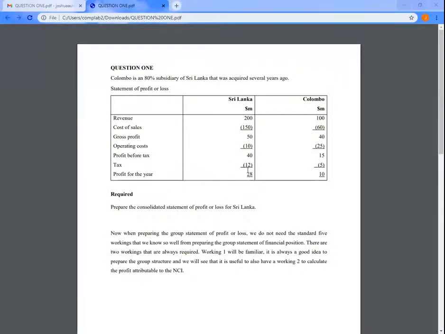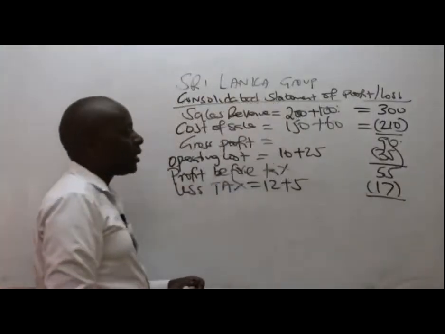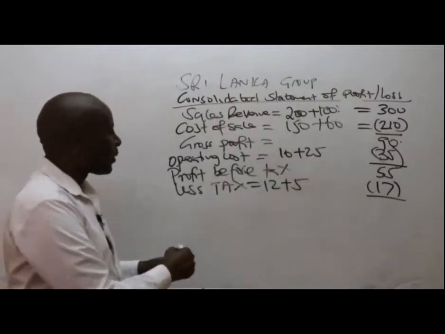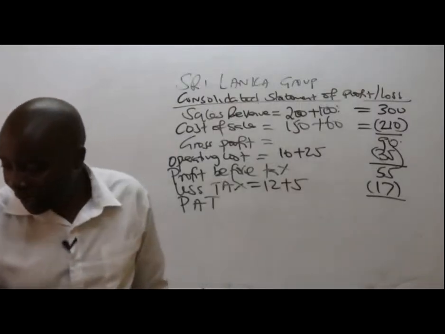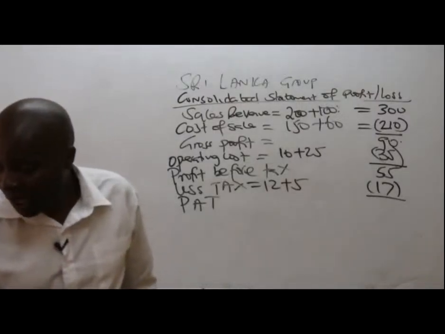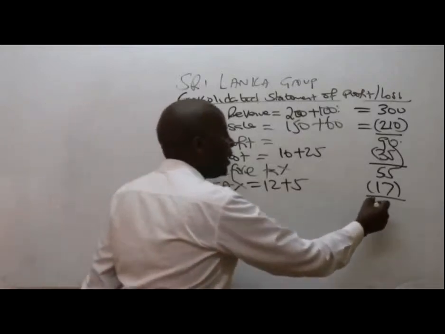So the tax consolidated, putting them together, I can see 12 and 5. So 12 plus 5 gives me 17. Please go ahead and subtract this for me. This is what we call the profit after taxation, profit after tax. Can somebody give me that figure? The profit after tax. Sol gives me 38. Thank you very much, 38.